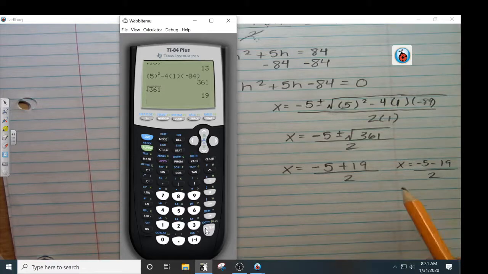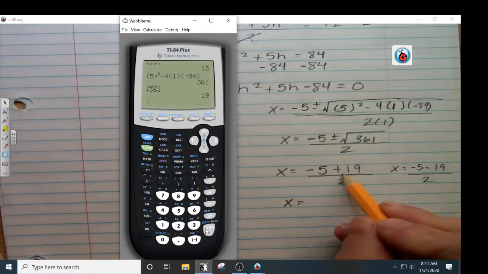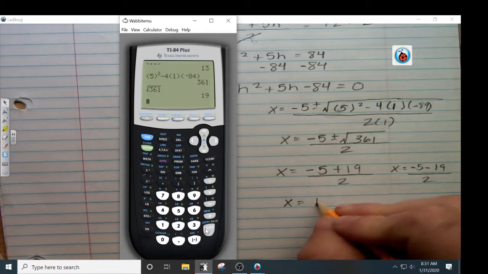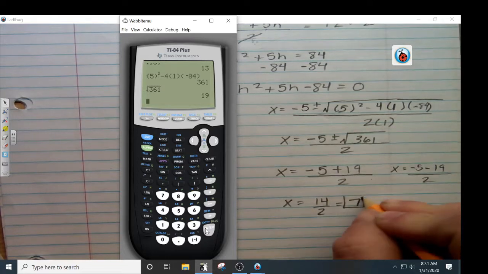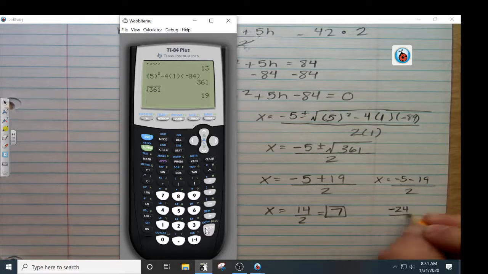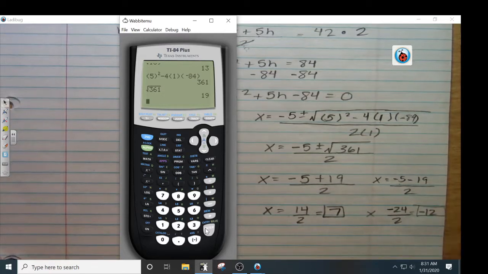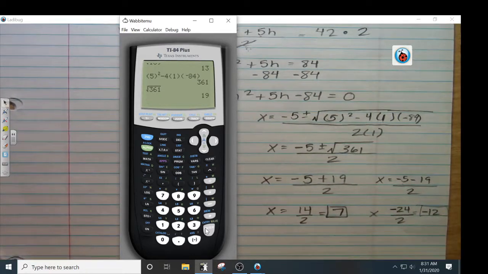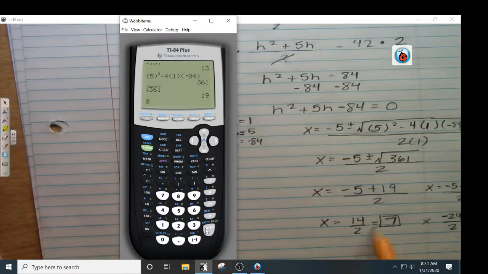Okay? Now, if I do my arithmetic here, x equals negative 5 plus 19 is 14, divided by 2. That is 7. Negative 5 minus 19 is negative 24, divided by 2, which is negative 12. Which one of these is an extraneous solution? It can't be used. Negative 12, because you can't have negative dimensions, right? So now the dimension I need is 7.